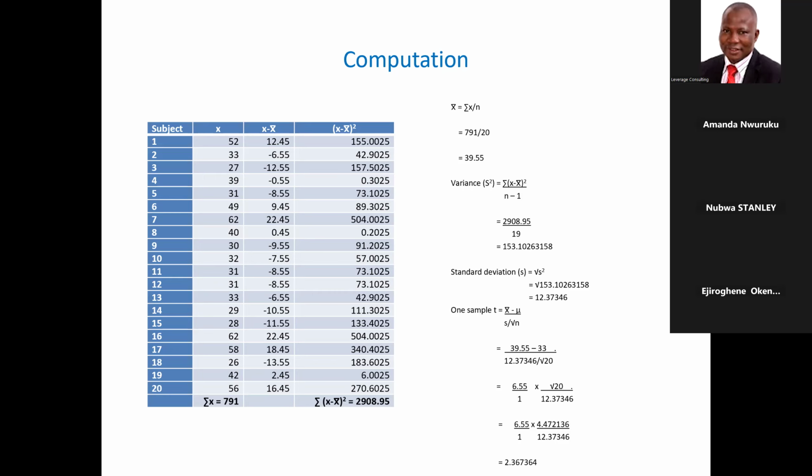So the third column is X minus X bar. X bar is the mean. You remove it from the X. From each of them, you remove that 39.55. Can you see the way they are? You remove them.